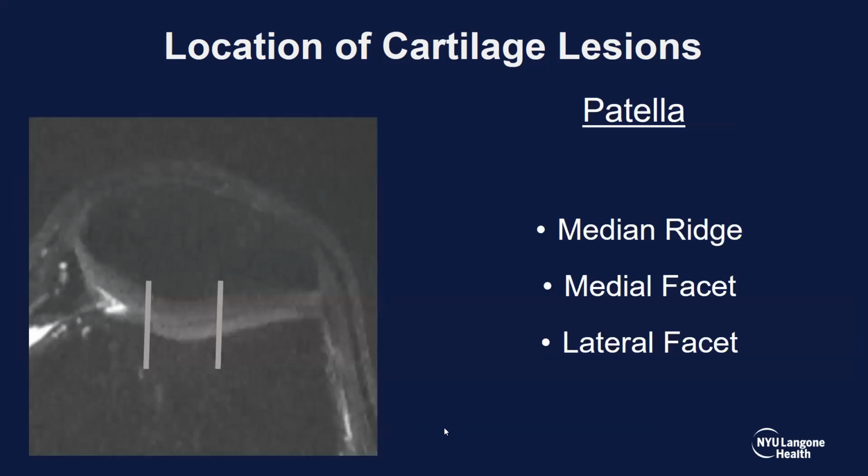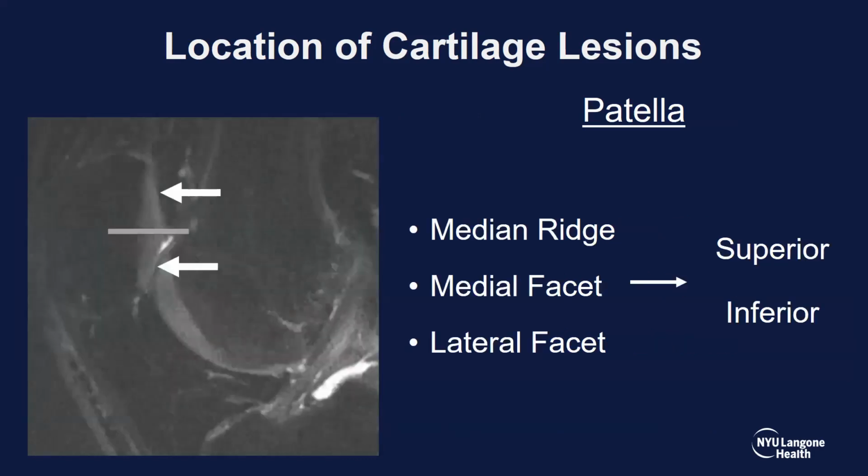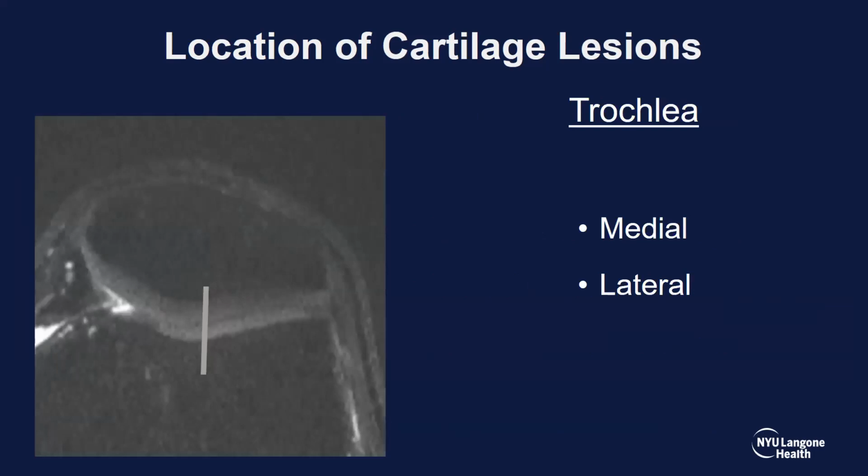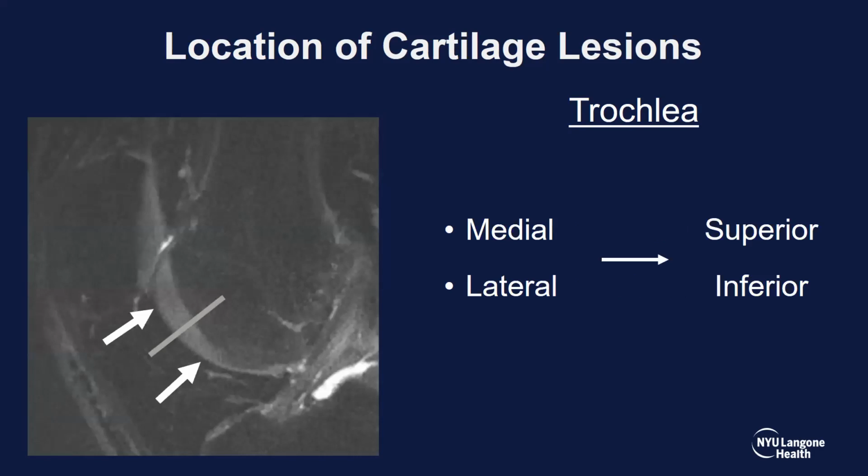For the patella, I divide the articular surface into the median ridge, medial facet, and lateral facet, and then further divide each region into superior and inferior subregions. For the trochlea, I divide the articular surface into the medial and lateral trochlea, and then further divide each region into superior and inferior subregions.